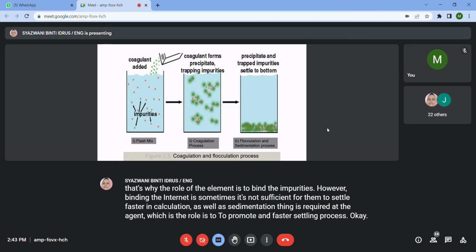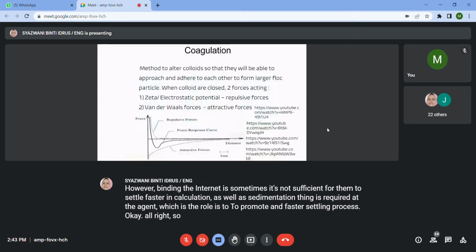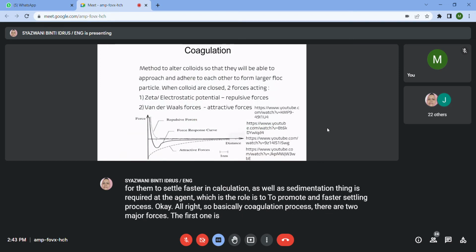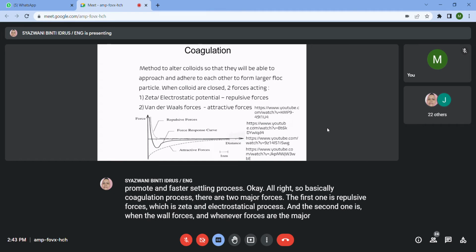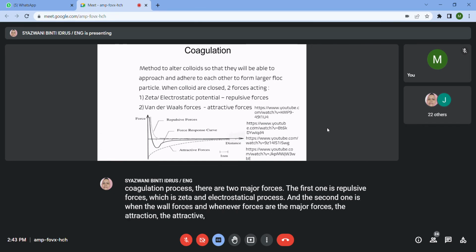Alright, so basically in the coagulation process, there are two major forces. The first one is repulsive forces, which are zeta potential and electrostatic forces. And the second one is van der Waals forces. Van der Waals forces are the major attractive forces during the coagulation process.